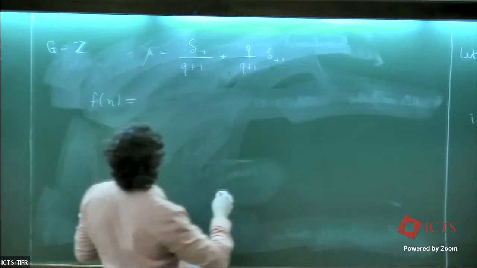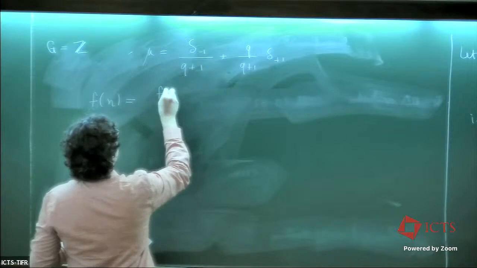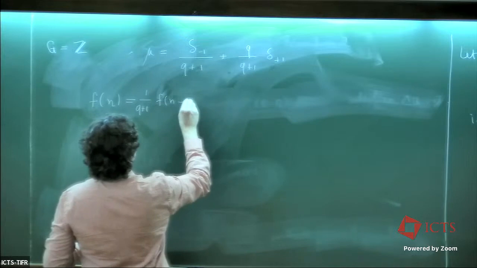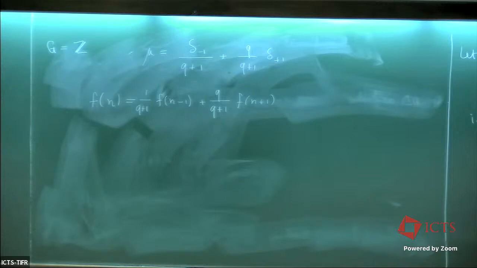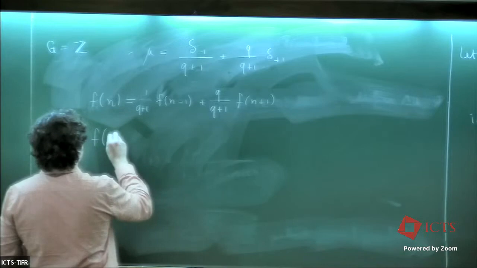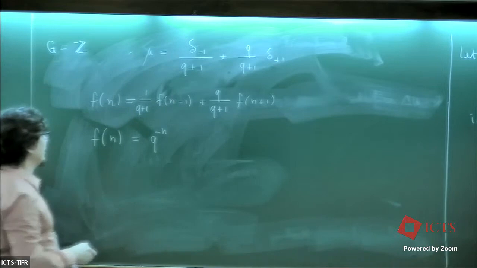So what is the equation here? The equation is that f of n has to be one over q plus one, f of n minus one, plus q over q plus one, f of n plus one. Anyone wants to guess? Yes, we can find the solution. The solution is very explicit in this case. Let me tell you, this is an exercise that you can do at home: f of n equals q to the minus n in this case is mu-harmonic.